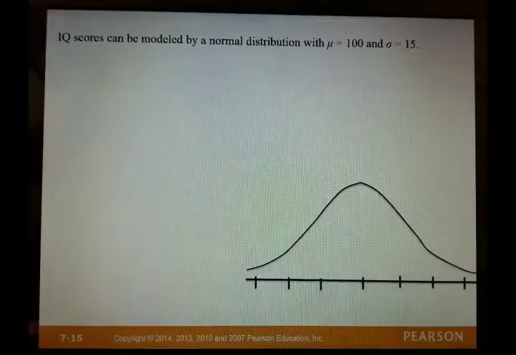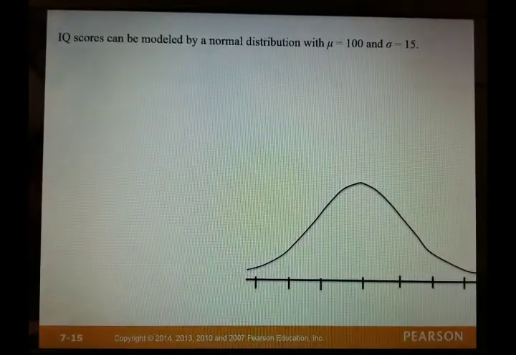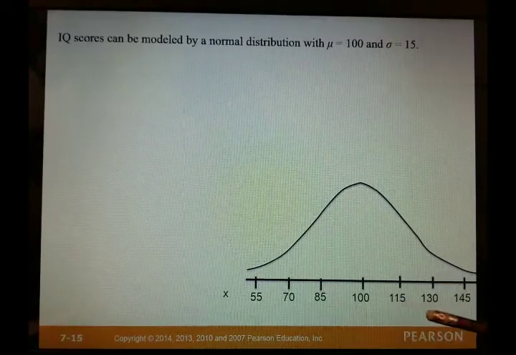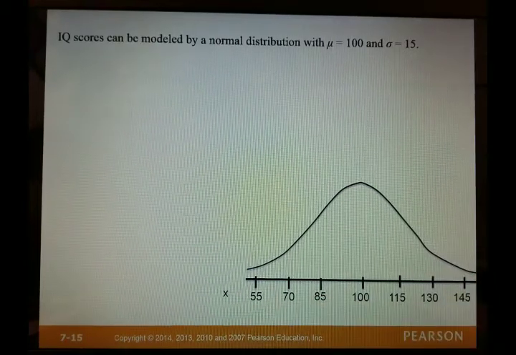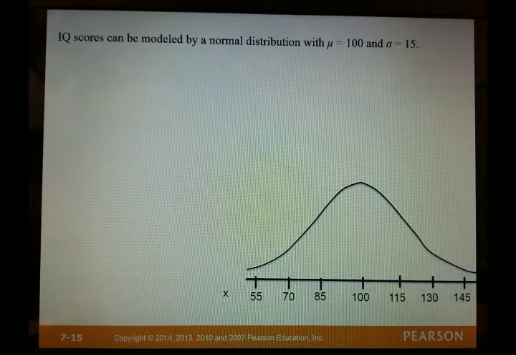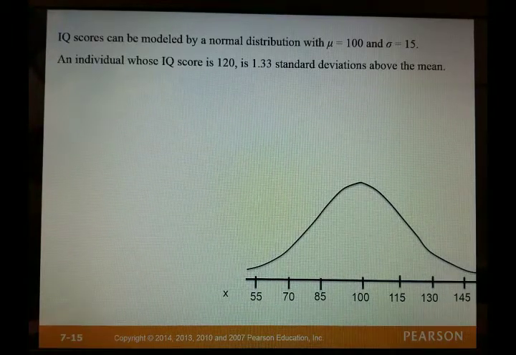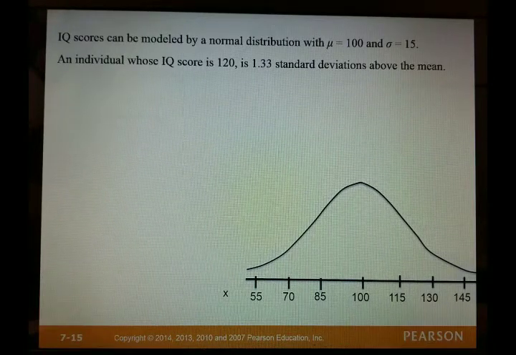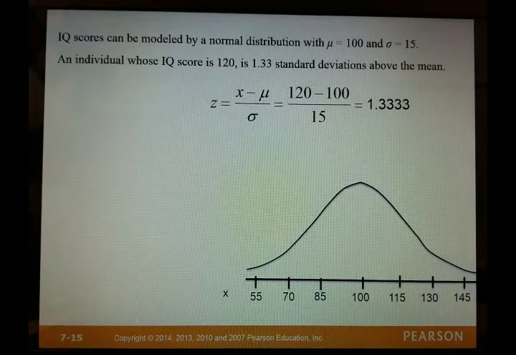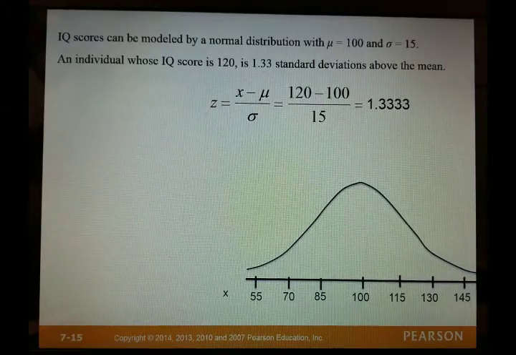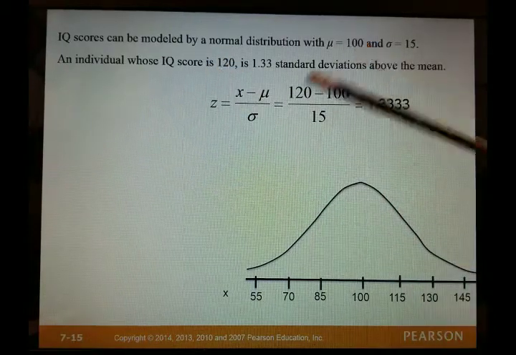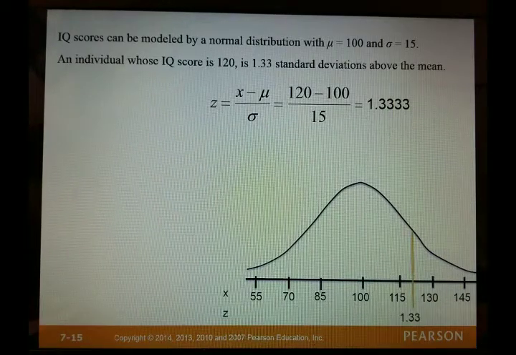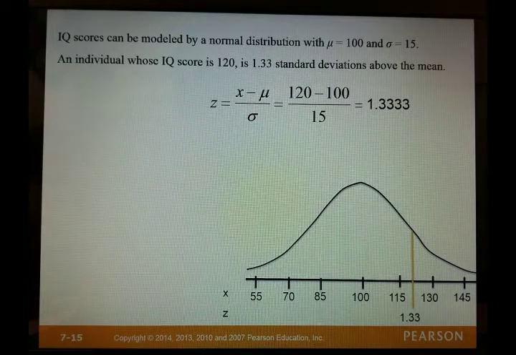So with some scenarios. IQ scores can be modeled by a normal distribution with a mean of 100 and a standard deviation of 15. So we have 100 in the middle. Add 15, add 15, add 15, and then subtract, subtract, subtract. An individual whose IQ score is 120 is 1.33 standard deviations above the mean. That's calculated by taking its z-score: the value minus the mean divided by the standard deviation. And there's our z-score, about 1.33 standard deviations above the mean. Remember, each of the marks represents a standard deviation.